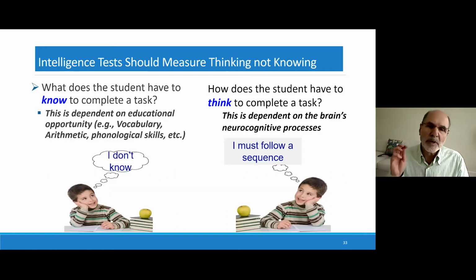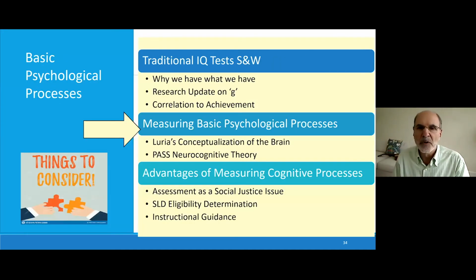And what we want to focus on is thinking. That's what the brain does. The knowing is what you've been able to acquire because of your PASS and your experiences. So think of PASS as a theory of learning, because that's really what it is. And we always have to measure thinking separately from knowing.